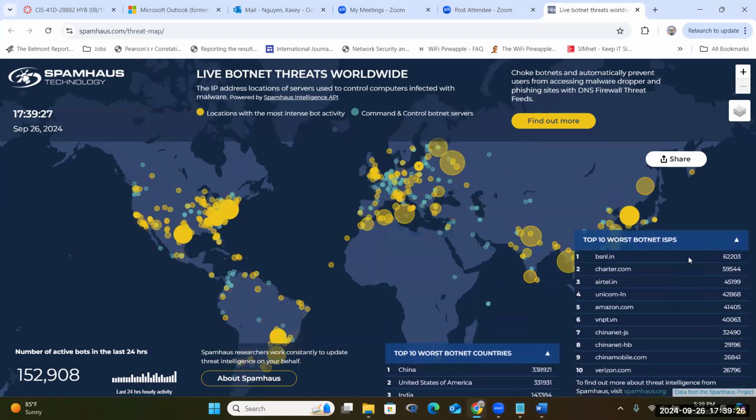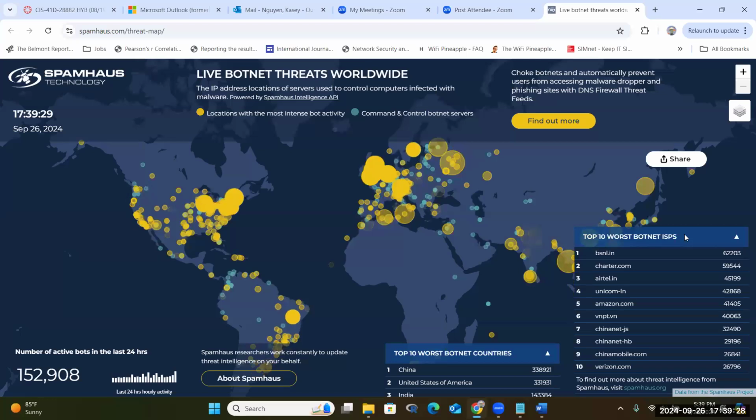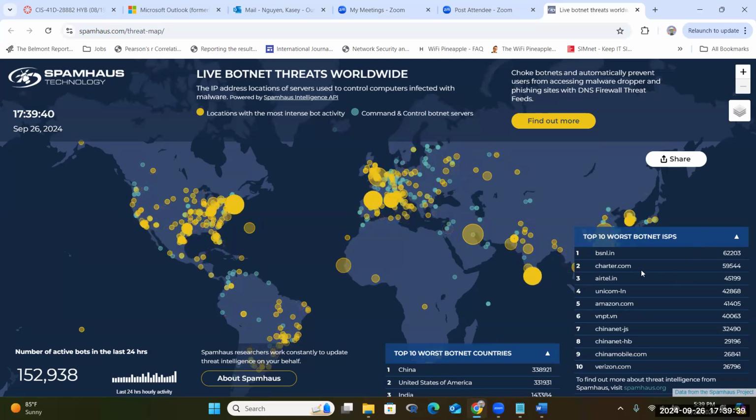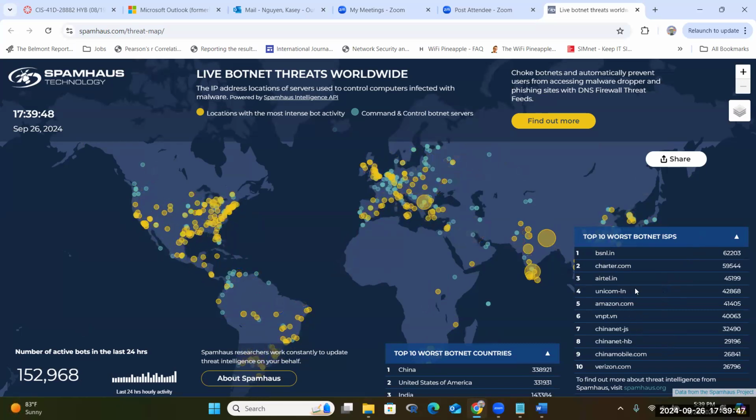And then for the ISP, the internet service providers that have the worst botnets, I mean the most botnets, right? So you do see we have Charter up here, and then some China-based ones, there's some VPN ones, and then Amazon.com.